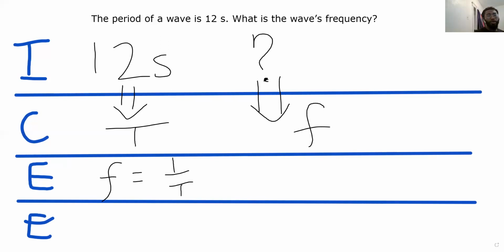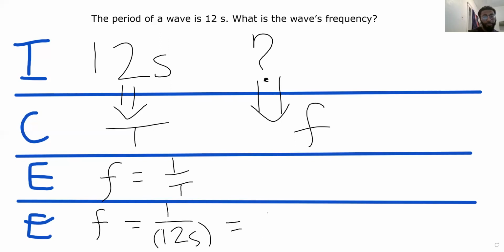Let's go ahead and plug in our values. We have frequency equals 1 divided by the period, which is 12 seconds. So 1 divided by 12 seconds. We're just going to throw this into the calculator. 1 divided by 12 is 0.083 repeating, but we're just going to cut it off at the 3. Let me double check that. Yep, that is the correct answer.